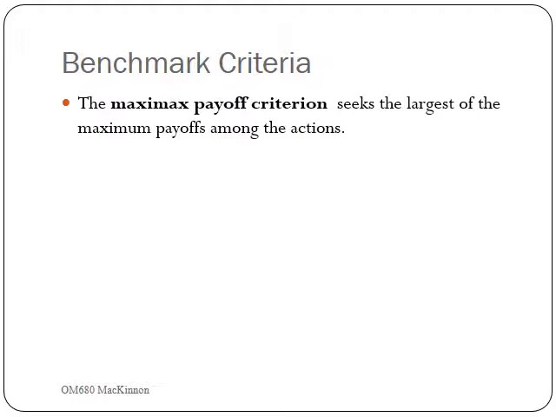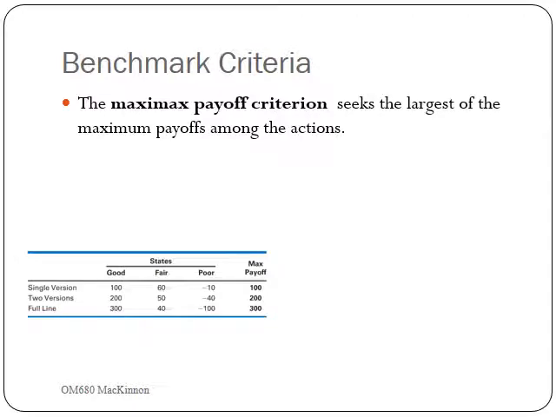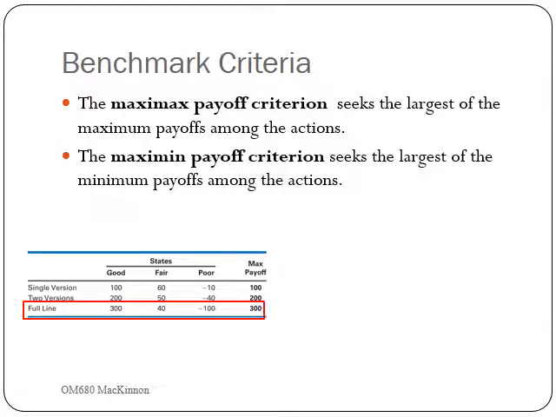Okay, so let's take a look at some benchmark criteria for making these decisions. The first one is known as the maximax payoff criterion. We want the largest of the maximum payoffs among our actions. Looking at our toy example, maximax means absolutely the most optimistic. Optimistic means that we're going to assume that the market will be good. And if the market is good, we obviously want to choose the full line because that gives us our maximum payoff. However, not everybody is optimistic, and it's not always wise to be absolutely optimistic in business.